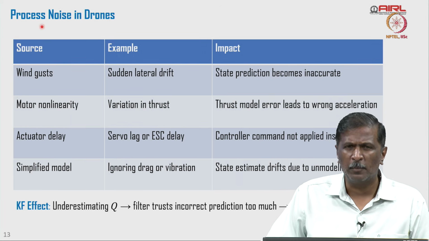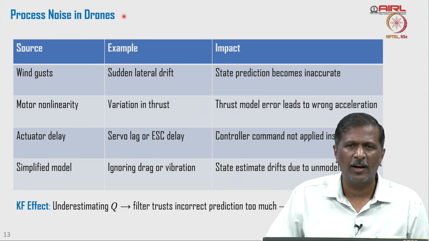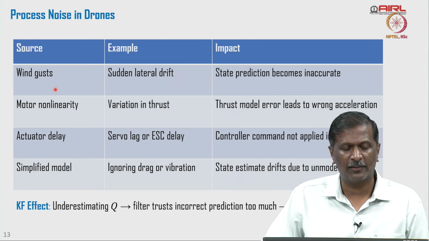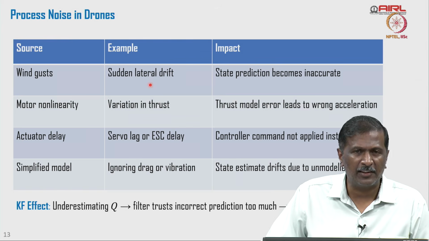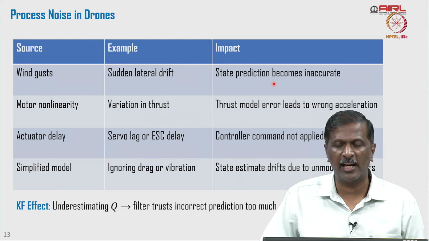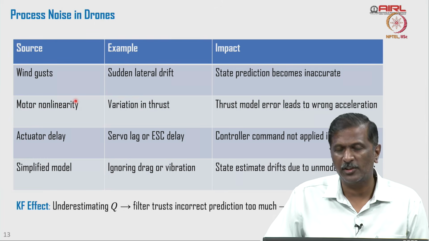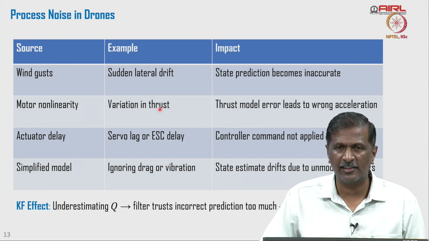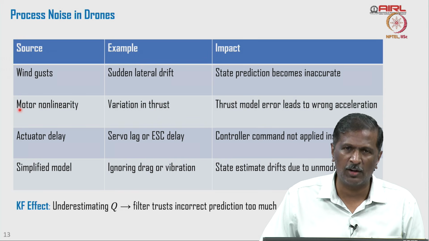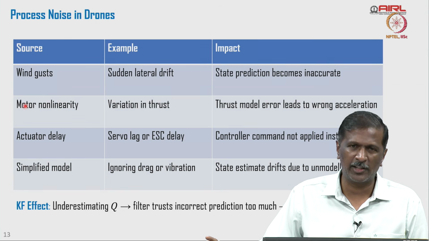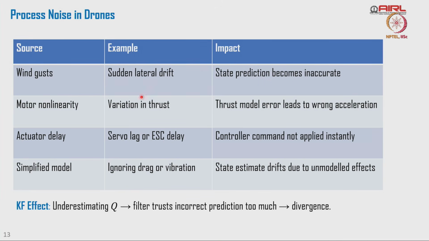Now let us look at process noise present in drones or multi-rotor systems. Wind gusts cause sudden lateral drift, so the state prediction becomes inaccurate. Motor nonlinearity comes into the picture, resulting in variation in thrust. Instead of calling it motor nonlinearity, I would call it the propulsion system itself: the electronic speed control system, motor plus blades combined together, will result in variation in thrust.